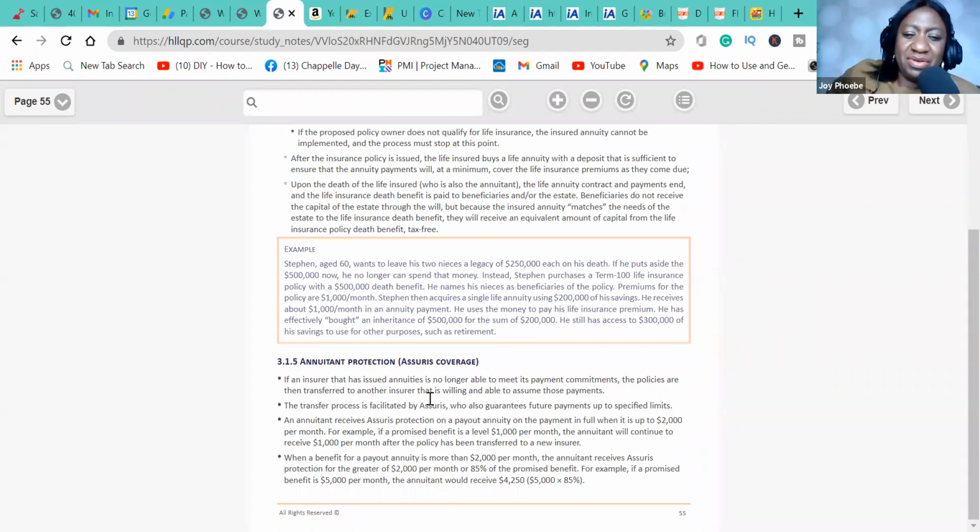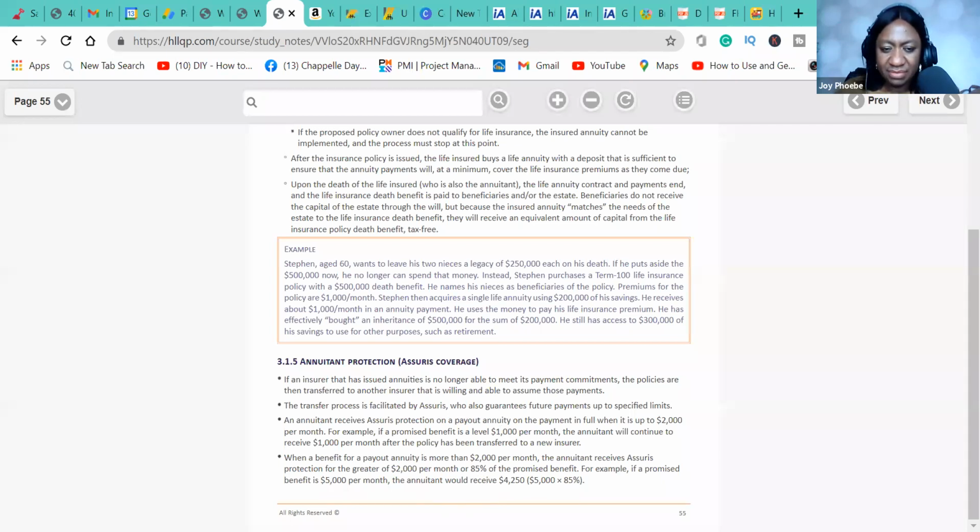Annuitant protection, Assuris coverage. If an insurer that has issued an annuity is no longer able to meet its payments or commitments, then the policies are transferred to another insurer that is willing and able to assume the payment. Okay, we saw that in chapter 2.